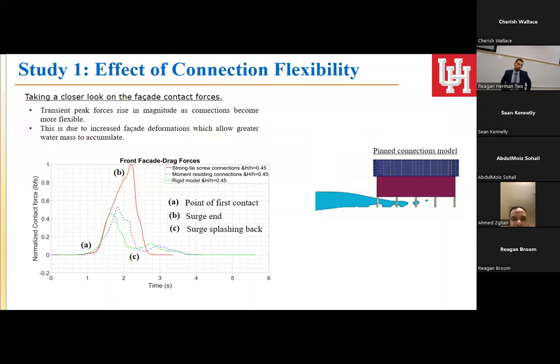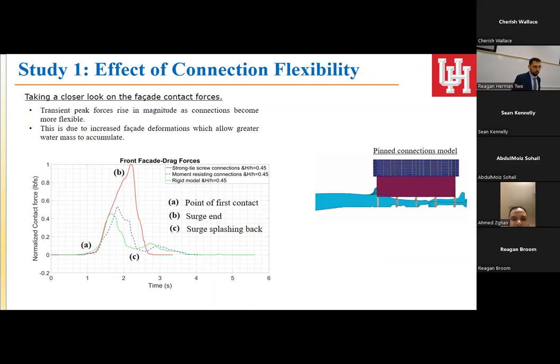Okay, so let's go back to what I was promised. The comparison between the pinned connections, I would say conventional screw tie connections, and the moment resistant connections. This is the case for the middle wave height. So it's not the highest, it's not the lowest, it's the middle child of the situation here. We compared the transient peak forces, how they rise in magnitude at the connections. And as you can see, the flexible connections, which is the red graph here, experience more forces than the other models.